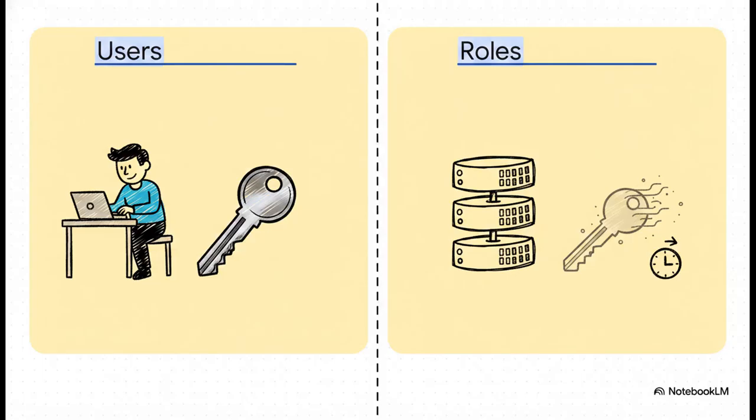Let's kick this off with the single most critical distinction in all of IAM. Users are for people and roles are for machines. A user is a human being sitting at a keyboard. A role is for a piece of code, a service, or a service that needs to do a job. If you only remember one thing from this entire explainer, please let it be this.